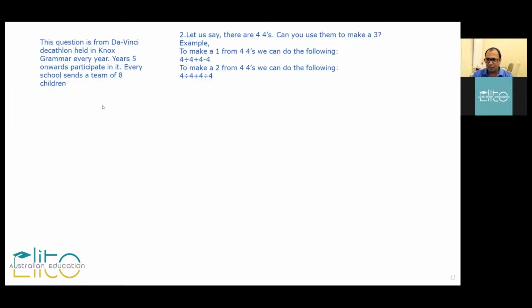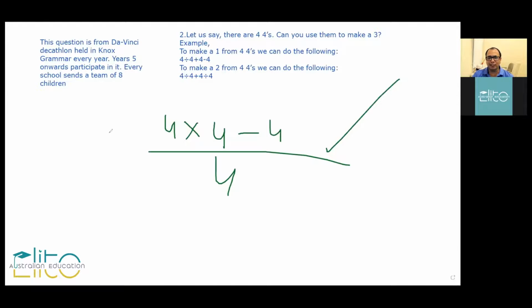So Claire, yeah, Claire, can you do it? Brandon, you say it. Can't you say it? How to make it 3. 4 times 4 minus 4 divide 4. Yeah. Perfect, correct. Absolutely correct. Claire, can you do it another way? Right.